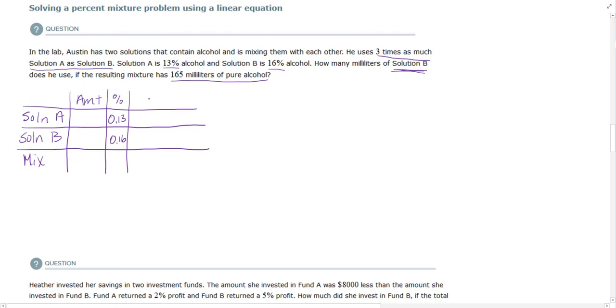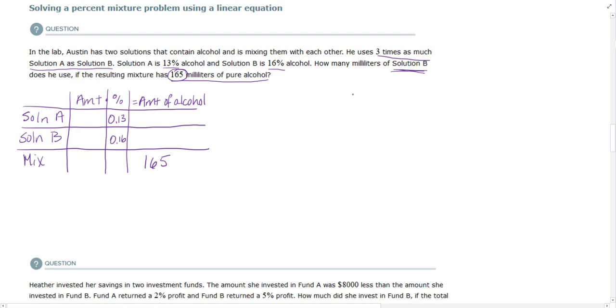Okay, and then finally, this last column is going to be the amount of whatever the percentage is. So in this case, it's the amount of just plain pure alcohol. But the main thing to remember is that this column is what you get when you multiply the first 2 across. And they did give us a little bit with this 165 milliliters. That's how much pure alcohol is going to be dissolved in the mixture. So that goes down here.